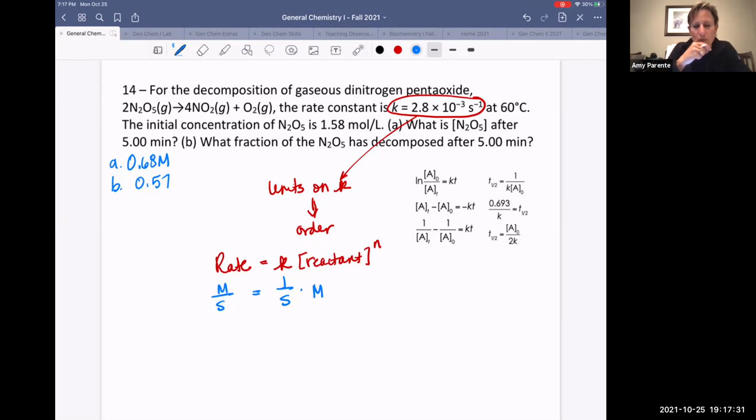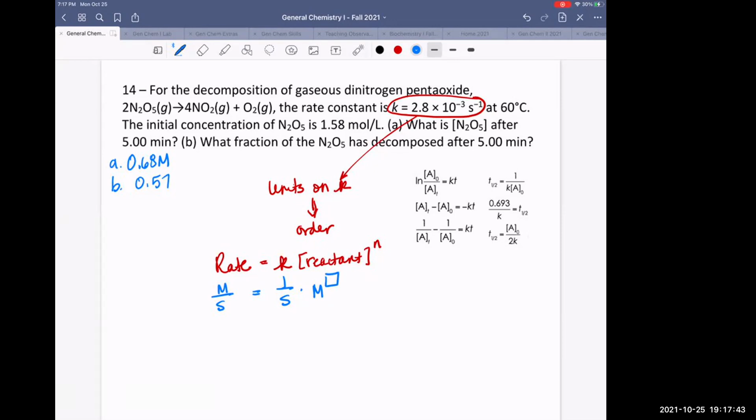How many molars do I want to have here? I need to figure out what my exponent is. Do I want my exponent to be a 1, to be a 2, to be a 0? I don't know. I guess I'm not thinking of it right.